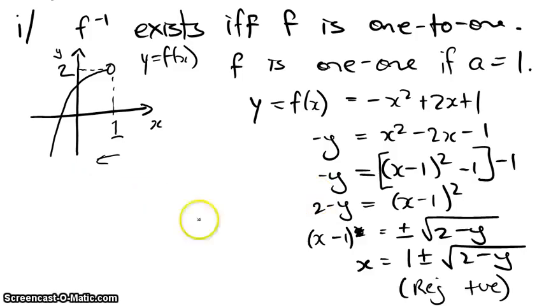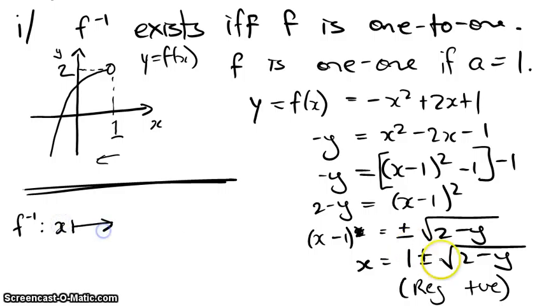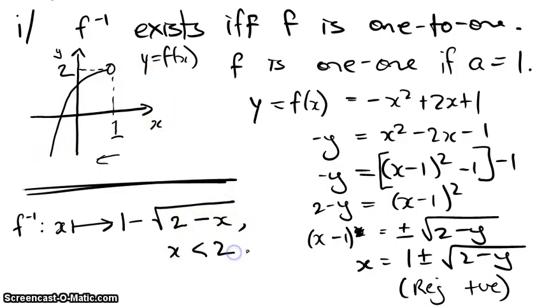But we're asked to express it in similar form. So how do we do that? It'd be f inverse maps x onto, we take this expression and swap our x's and y's again, 1 minus the square root of 2 minus x. Give its domain. We can see here we'd need the y's to be less than 2. So that becomes the domain of f inverse. x is less than 2, and that is our answer to part 1. So let's look at part 2.